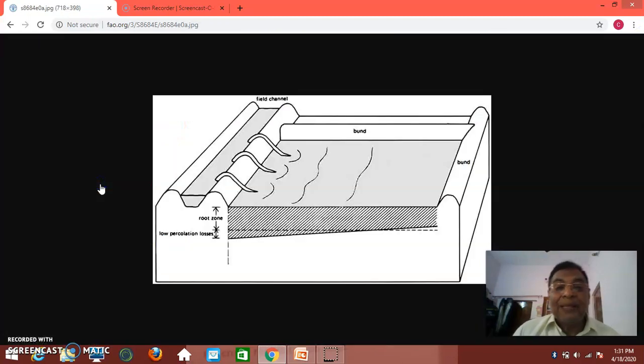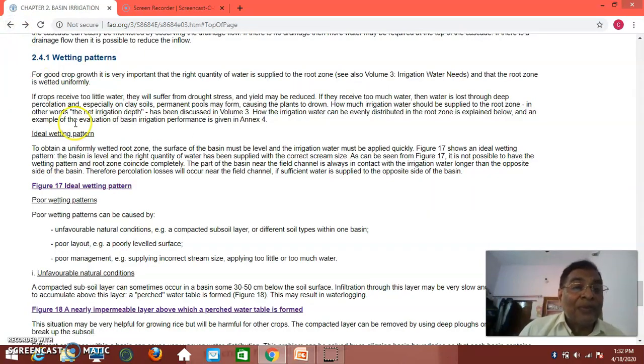Ideal wetting means if you just release the water, this is the root zone, and except a little bit here, by and large the entire root zone is wetted. This is ideal wetting. Likewise, you have other patterns after ideal wetting. Poor wetting patterns can be caused by unfavorable natural conditions, for example, compacted subsoil. Sometimes in irrigation they compact the subsoil so that not much water percolates down.